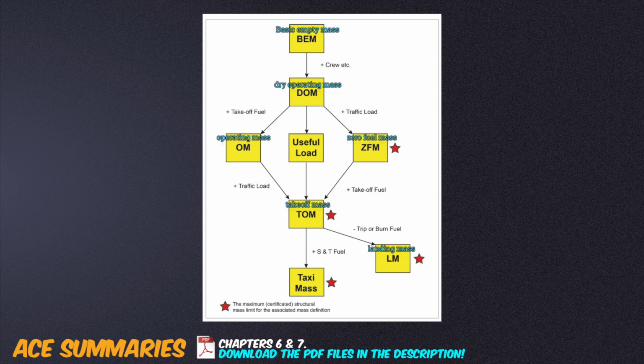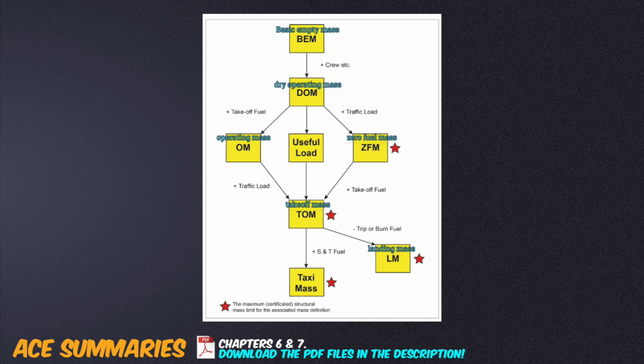Basic empty mass is the mass of the airplane plus standard items such as unusable fuel, fluids, engine oil, fire extinguishers, oxygen equipment, etc. Dry operating mass is the mass of the airplane ready for the operation, excluding usable fuel and traffic load. This includes things such as the crew, their baggage, as well as the catering.